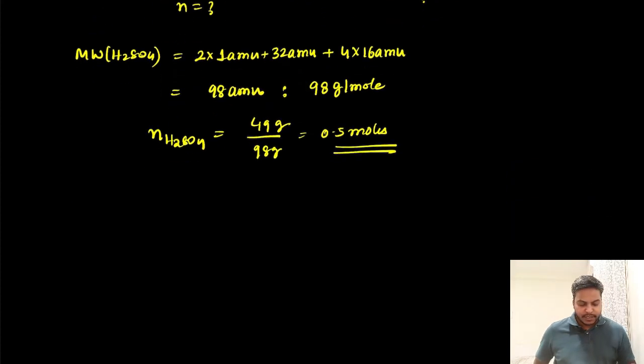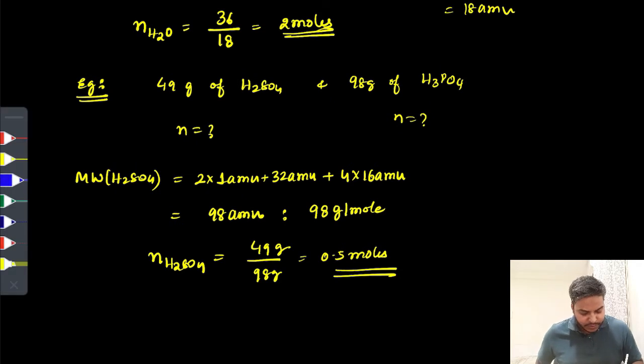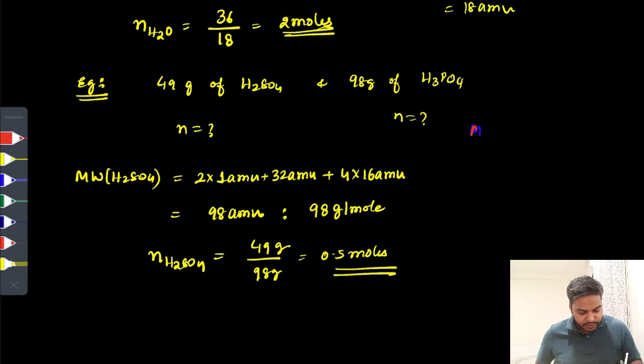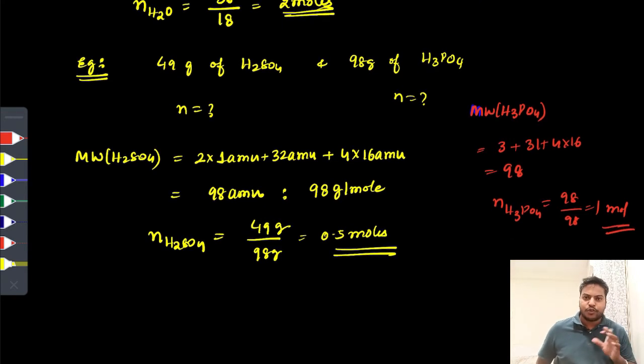Clear, students? And if you see the same thing for H3PO4, here also the molecular weight of H3PO4 will be equal to 3 times 1 plus phosphorus is 31 plus 4 times 16, again you will get it as 98. So the number of moles of H3PO4 is also equal to 98 by 98, which is equal to 1 mole. So we have 0.5 moles of H2SO4 and 1 mole of H3PO4 as per the question. Okay. So I hope you got some familiarity in terms of number of moles.